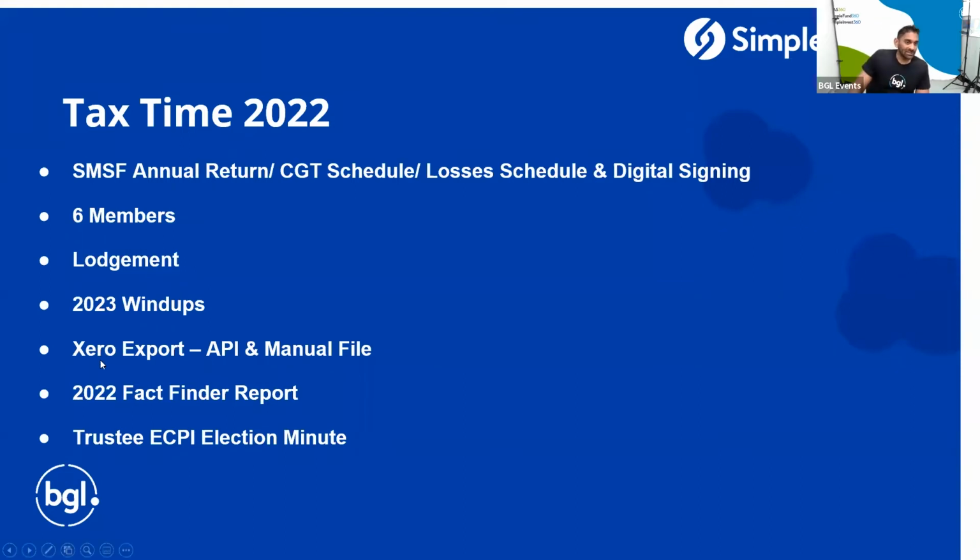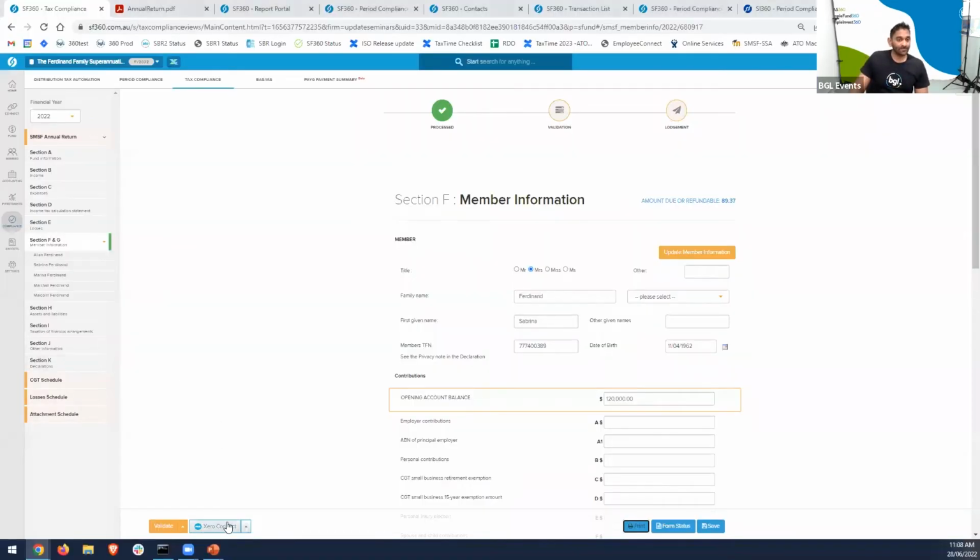For those of you that lodge using Xero, so you don't actually lodge using Simple Fund's lodgement system, but prefer to export the data through to Xero and lodge through Xero, all that functionality has been updated for 2022 tax time as well. So down here, if you've connected using the API with Xero Connect, you can simply click on the Xero Connect and have the data sent through directly to your Xero tax entity, or you've still got the manual file upload as well.